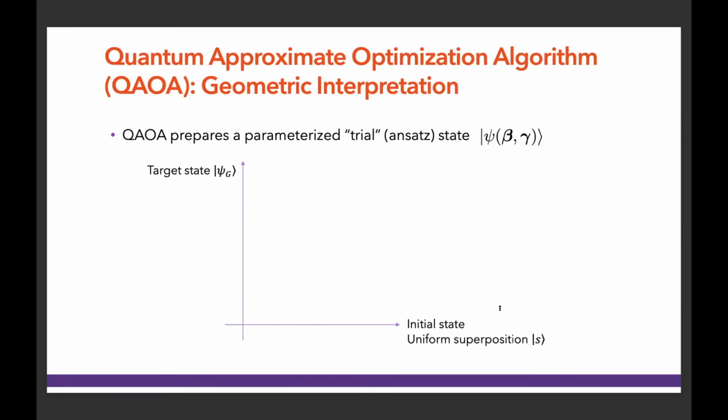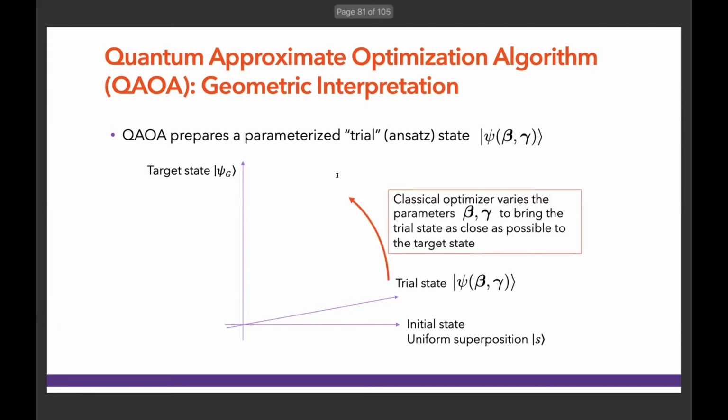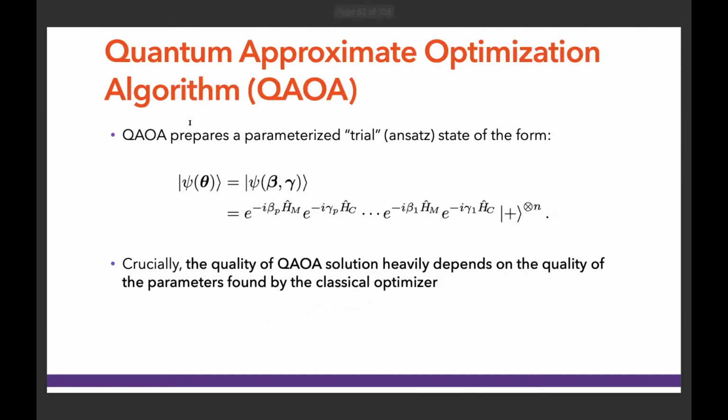Okay. Now, as I mentioned earlier, QAOA prepares a parameterized trial state that is a function of two parameters. And so we start in uniform superposition, and we try to vary these parameters beta and gamma to prepare the state that is our target state, which is the eigenstate of our desired Hamiltonian. And from this geometric picture, it is hopefully clear that the quality of the QAOA solution will depend crucially on our ability to find these high quality parameters, either using a classical optimizer or otherwise. And we'll talk about this a little bit during the hands-on.